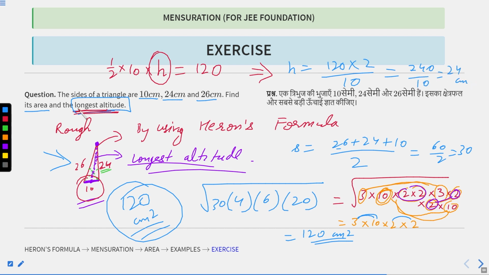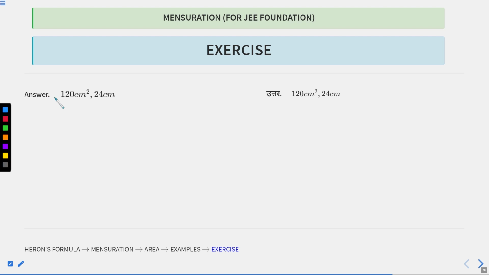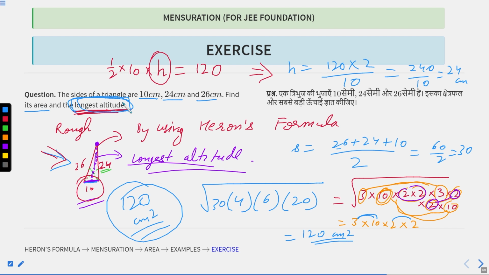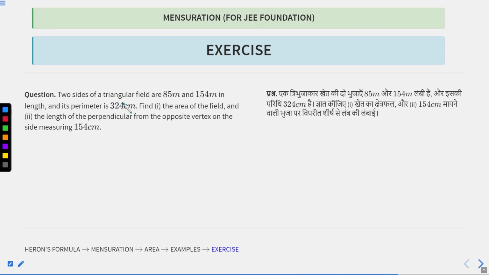I hope this is clear to you, because the main thing was to draw a rough diagram and understand what we are taking as my base to find out the longest altitude. Okay, so let's move to next. I hope this is clear. So 120 was my area and 24 centimeter was my height. Okay, so now let's move to next.